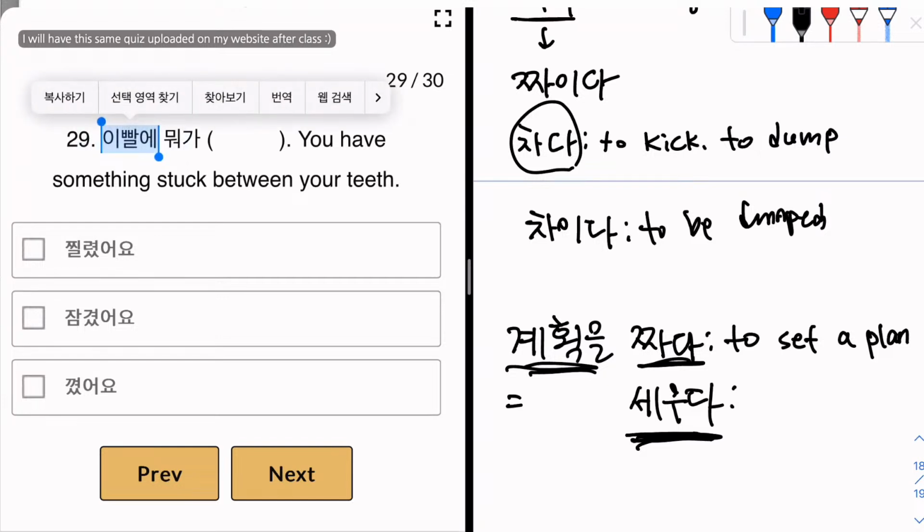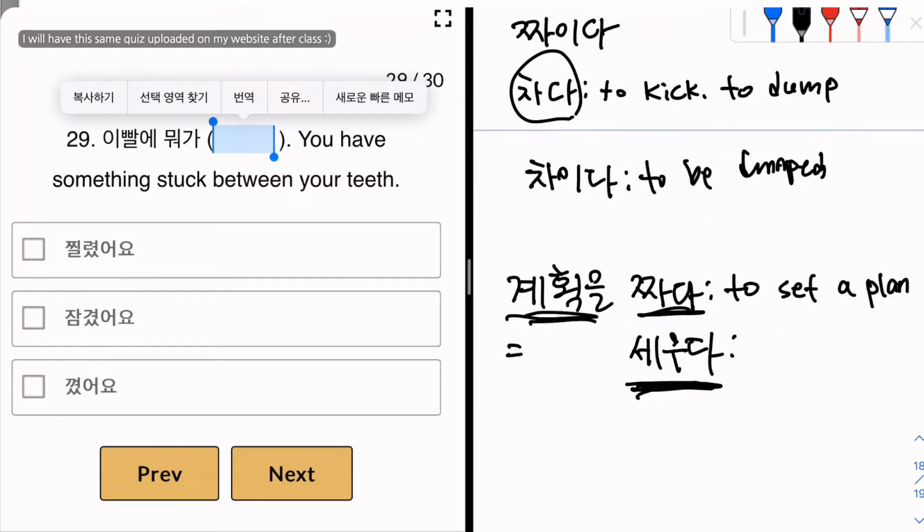이빨 means tooth. 이빨에 뭐가, so this 뭐 doesn't mean what, it means something. So something is the subject here. So you have something stuck between your teeth. So you should be using the passive form. So what is the verb that means to be stuck in between, to be inserted in between?